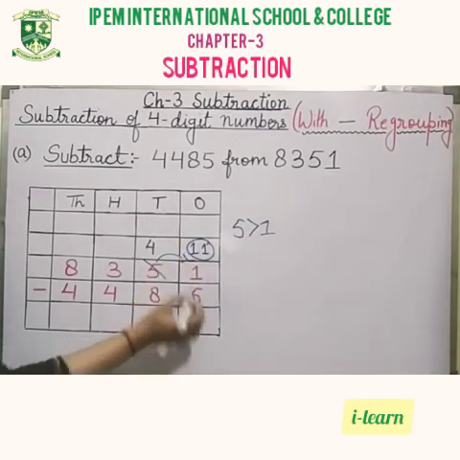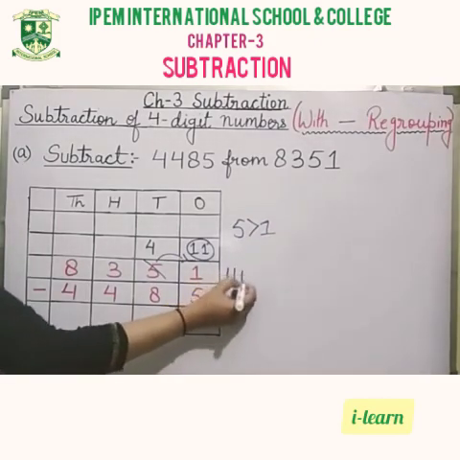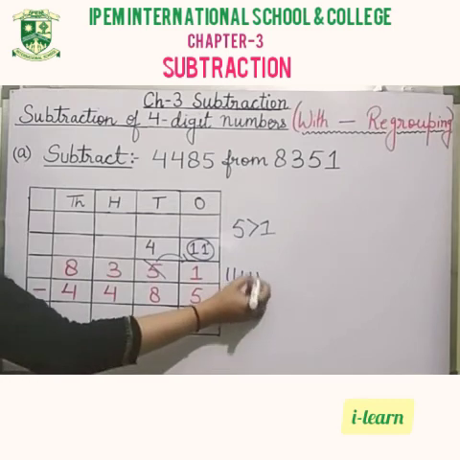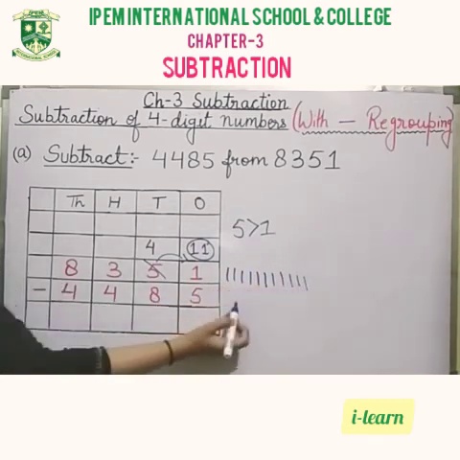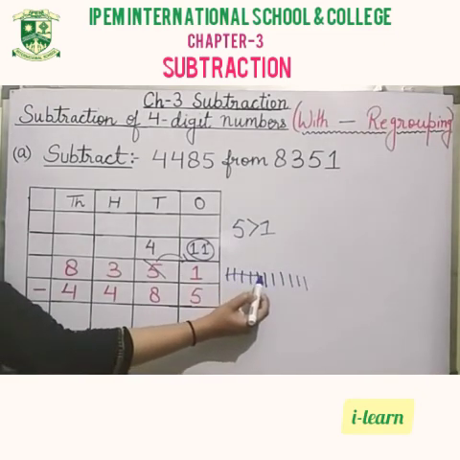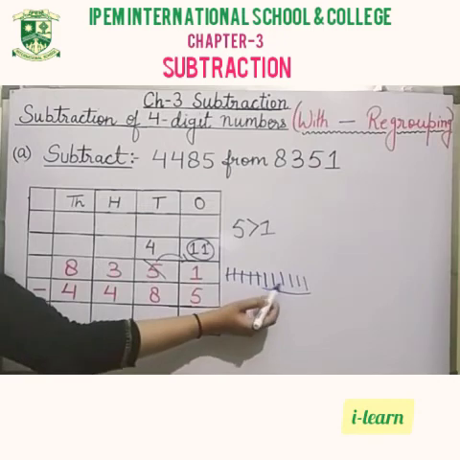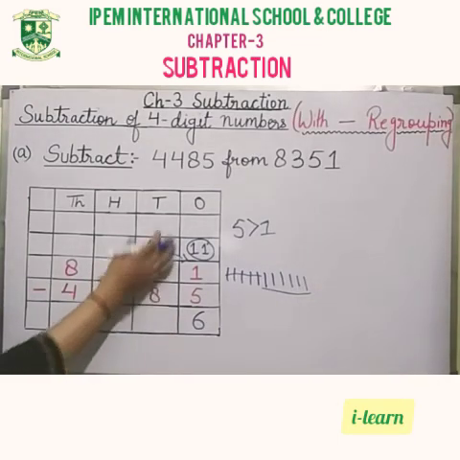So 11 minus 5. So draw 11 lines. 1, 2, 3, 4, 5, 6, 7, 8, 9, 10, 11 and strike 5 lines. 1, 2, 3, 4, 5. How many lines are left? 6 lines are left. So 11 minus 5 is equal to 6. Now start doing subtraction of tens place.